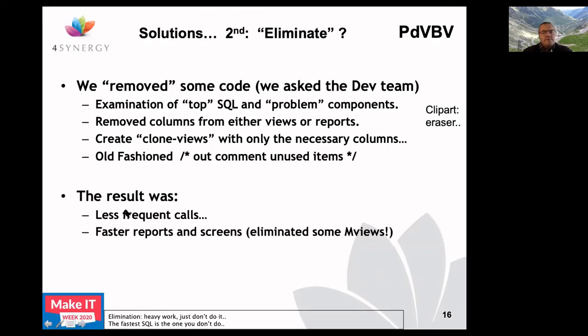That worked. The frequency of calls went down. So we had a confirmation that it was indeed those columns in the views, those views calling functions, causing all the CPU. And we could speed up the reports a little bit with this. We could eliminate some of the M views, different story.